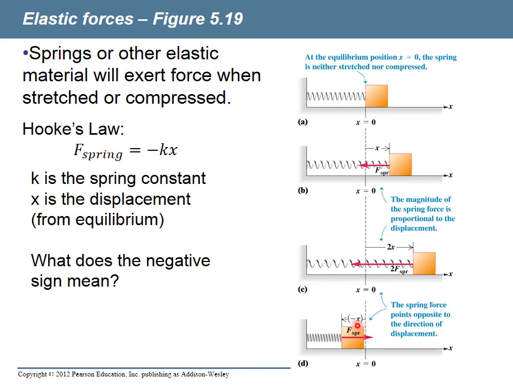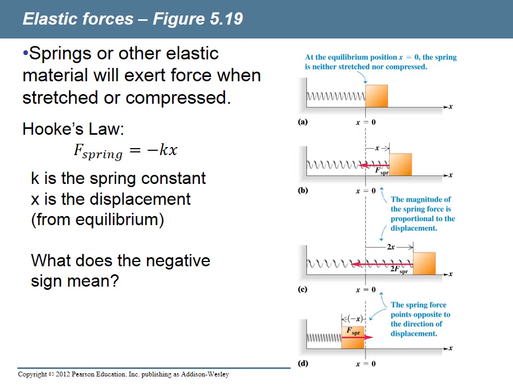If I displace it the other direction, if I compress it here, then I've given x a negative value, right? I've moved it in the negative x direction, so the force of the spring would be negative k times negative x, so we would have a positive spring force. The spring constant is always positive. It's a scalar value. It has no direction.